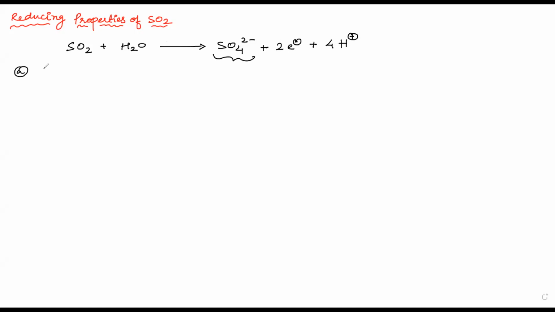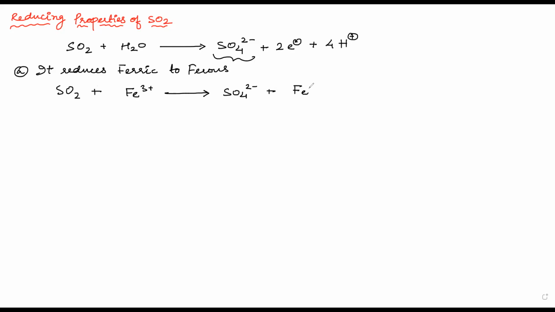First, reaction A: it reduces ferric to ferrous. Please write it with me. So we have SO2. Ferric is the maximum oxidation state, that is Fe 3 positive, and we will get SO4 2 negative plus Fe 2 positive, and we will also get plus 4 H plus ions.